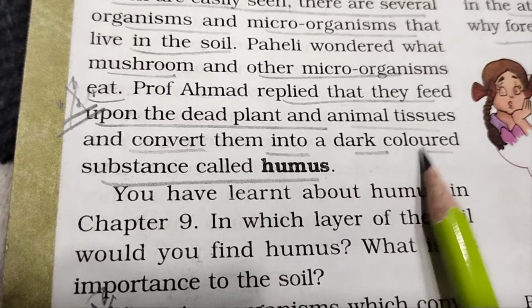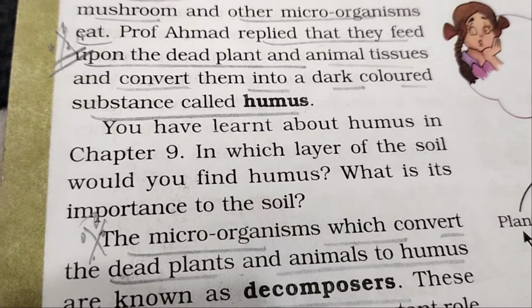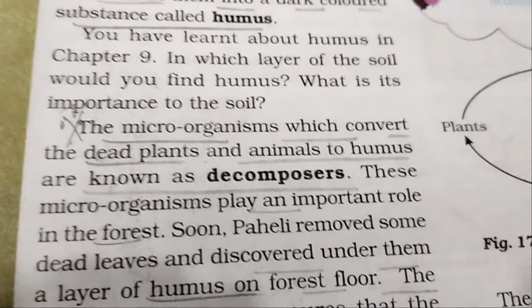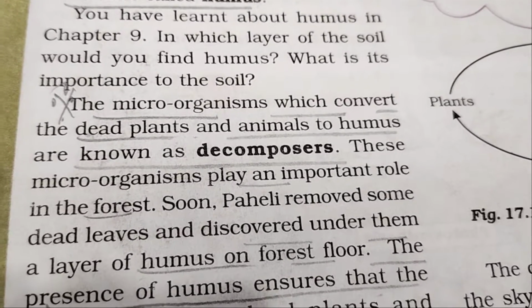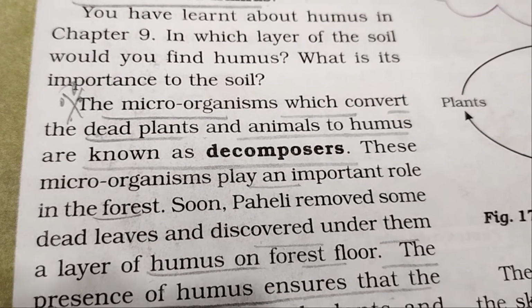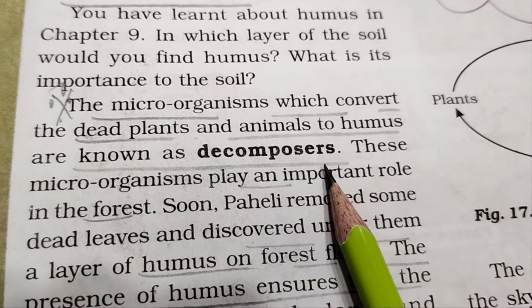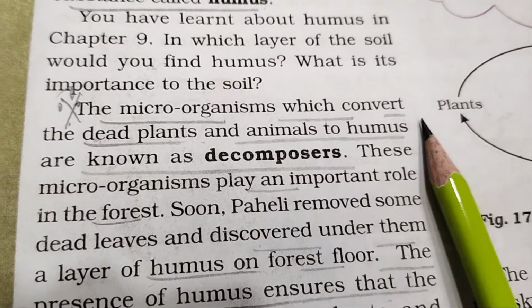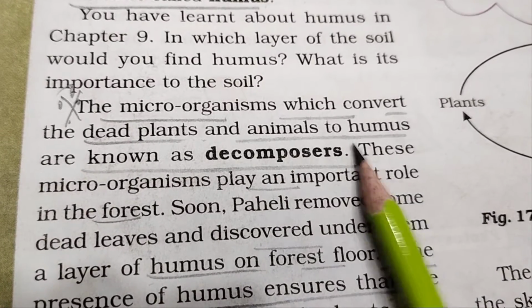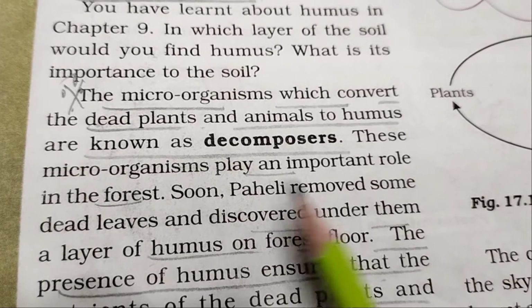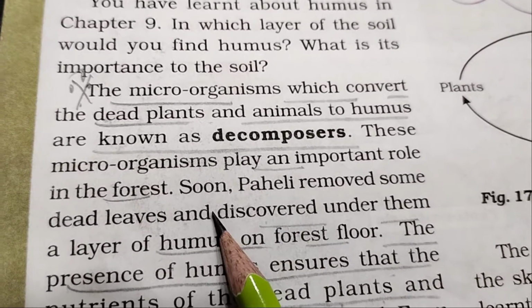Humus is a dark colored substance. We have already learned about humus in chapter number 9 also. So what is the importance of that for the soil, we already know. The microorganisms which convert the dead plants and animals to humus are also known as decomposers. Please underline this definition of decomposers. The microorganisms which convert the dead and decaying plants and animals to humus are known as decomposers. These microorganisms play an important role in the forest also.